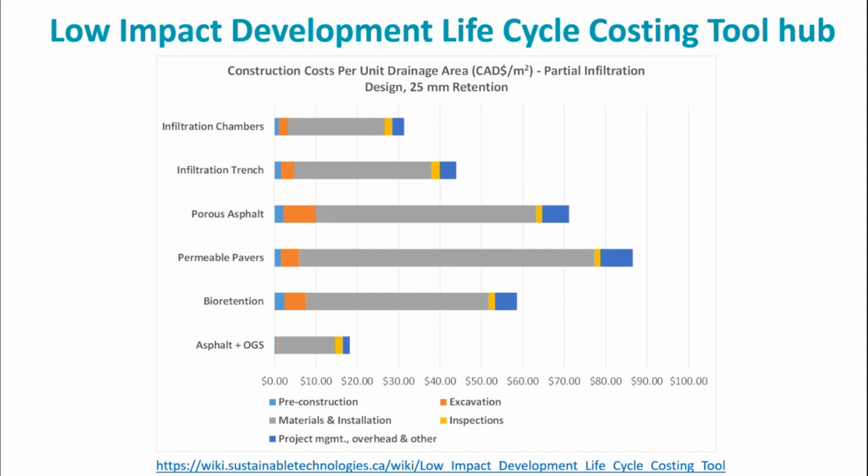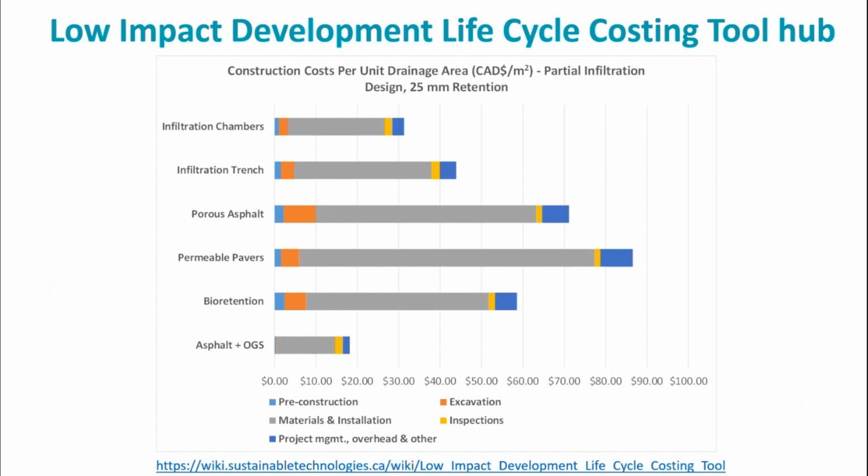We compared the most popular LID BMPs we've done with our research and our studies, and we have a breakdown of inclusive costs for each. So pre-construction, project management and overhead needs, inspections, materials and installation, and then excavation costs. All of these have been designed to a 25 millimeter retention target, and this is in line with provincial targets for what they want for private sites and commercial sites for stormwater management facilities to retain on site and not contribute to the municipal infrastructure system.